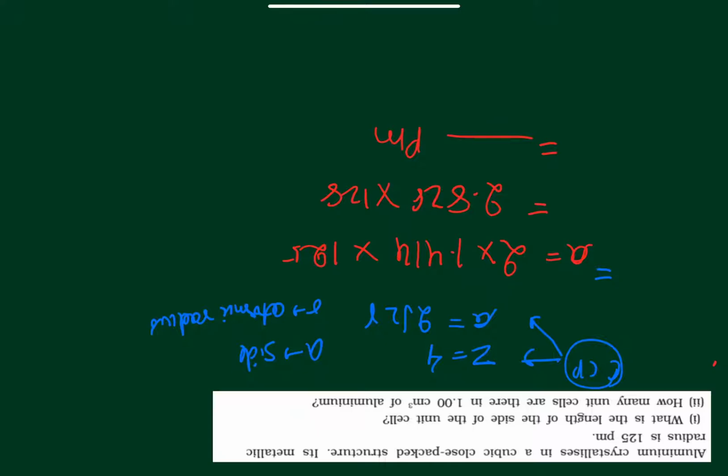Okay, and you will get the relation. So always the relation between atomic radius and edge length is given by the formula A is equal to root 2 R or A is equal to R, depending on which lattice we are taking.